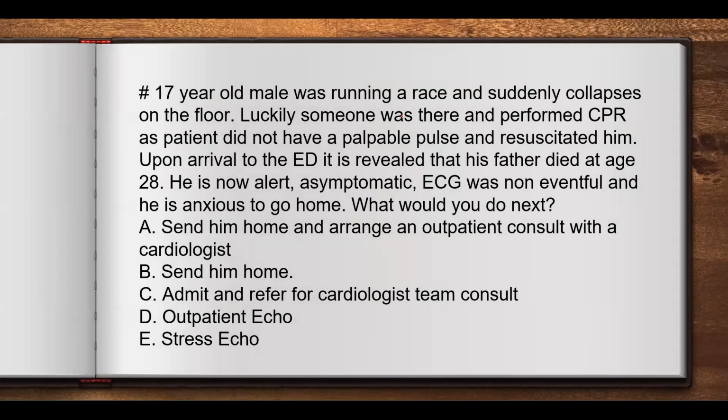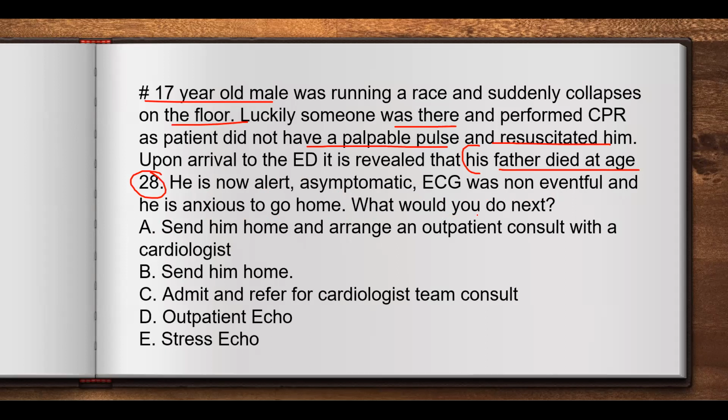So this is your first question. A 12-year-old male was running a race and suddenly collapses on the floor. Luckily, someone was there and performed CPR as the patient did not have a pulse and resuscitated him. Upon arrival to the emergency department, it is revealed that his father died at the age of 28. Very important clue. So early cardiac death in the family, right? He is now alert, asymptomatic. ECG was non-eventful, and he is anxious to go home. What would you do next?